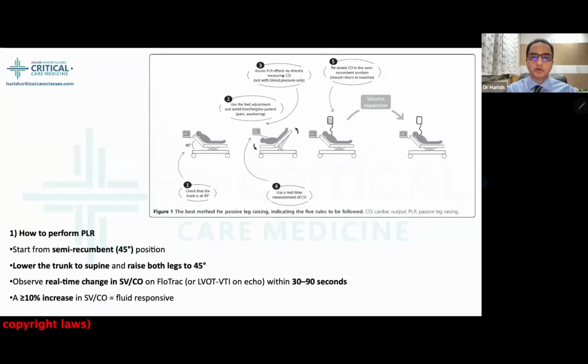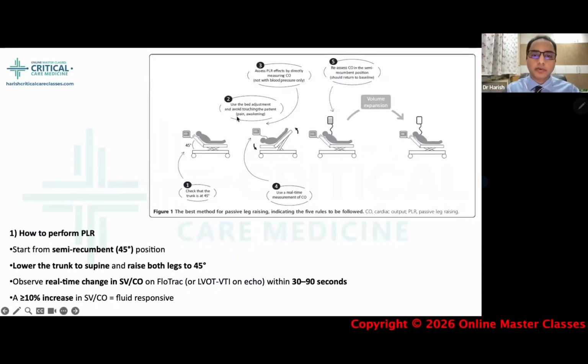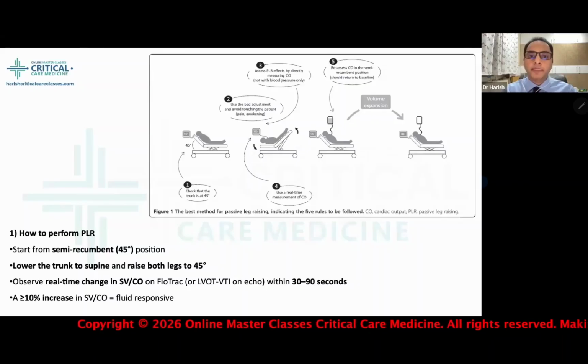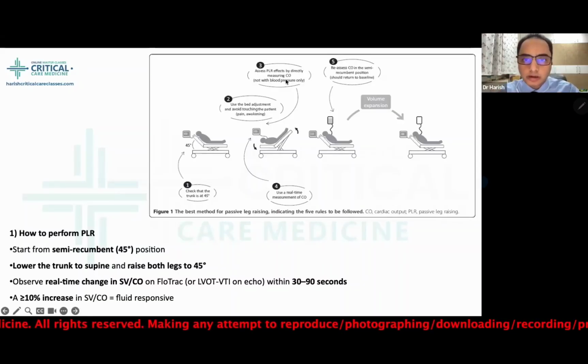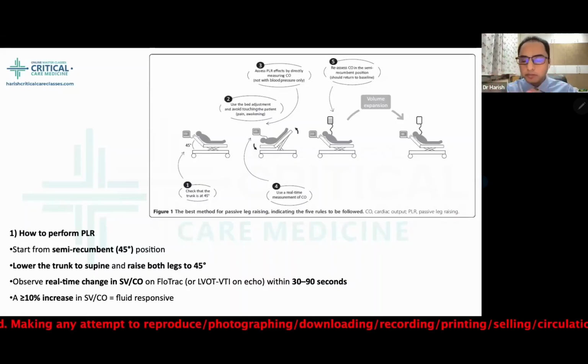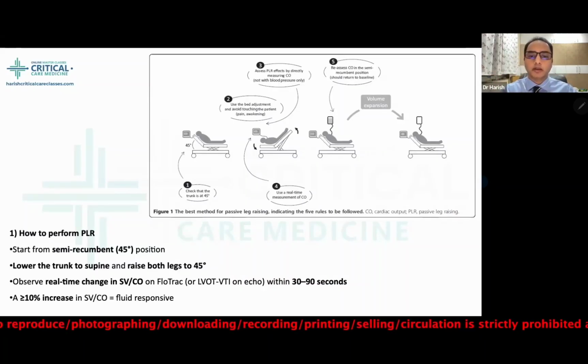Okay, how to do PLR? That is the next question. You should start from the 45-degree head elevation, that is a semi-recumbent position. It makes sure the venous return is adequate, at least 300 ml, to challenge the system. Next, use the bed adjustment. A remote operating bed should be there. Don't touch the patient. There should not be any painful stimuli. Then elevate the leg end by about 45 degrees. Assess the PLR effect by directly measuring continuous cardiac output, not with blood pressure or heart rate change. So real-time cardiac output monitoring is very essential.